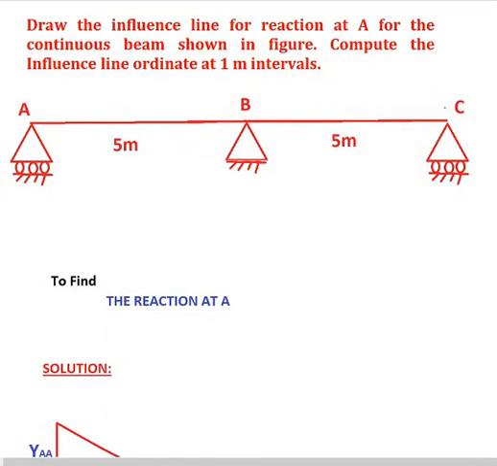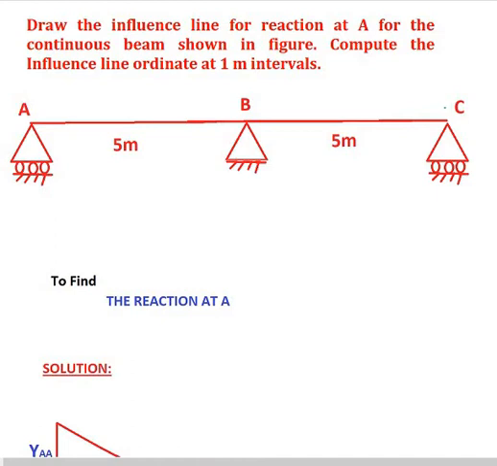Draw the influence line for reaction at A for the continuous beam shown in figure. Compute the influence line ordinate at 1 meter intervals. So they have given a 2-span continuous beam, which is shown in figure. The length of the span AB is 5 meter and the length of the span BC is also 5 meter. Here they are asking to find the influence line for reaction at A, and the influence line ordinate is to be determined at every 1 meter interval.